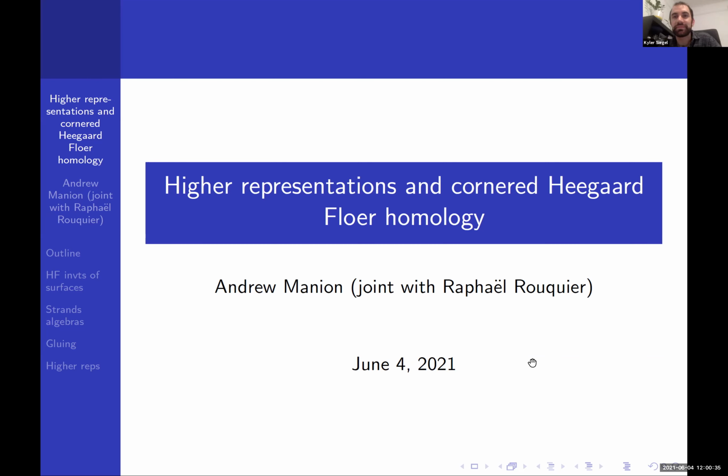I am going to talk about higher representations and cornered Heegaard Floer homology. This is joint work with Raphael Rouquier, and largely based on a preprint that we posted last September, although some things that I'll be talking about today are perspectives that we didn't write up in that paper. There are a lot of angles you could take on this, so I'm going to try to take a more symplectic angle than maybe what's written in the paper. Hopefully that's successful. We will see how that goes.